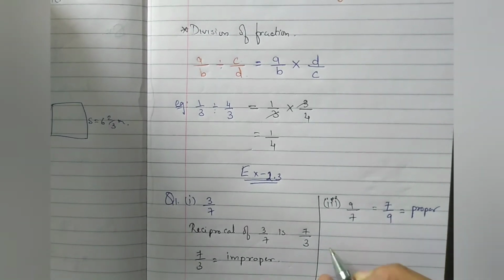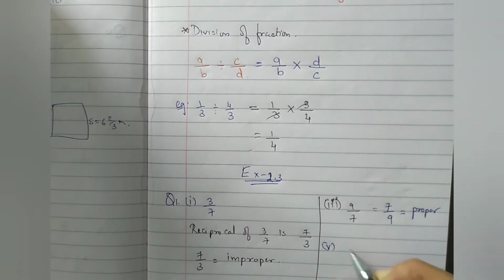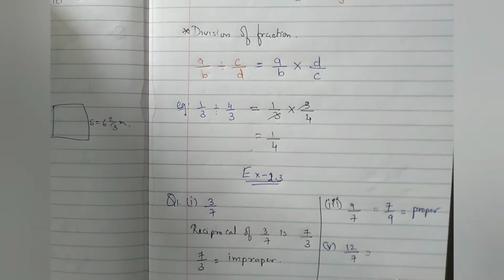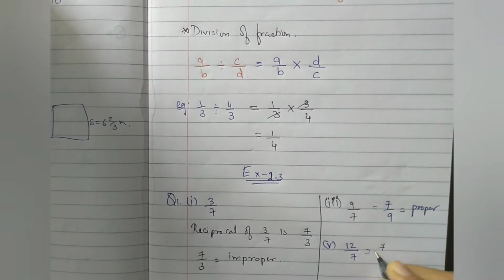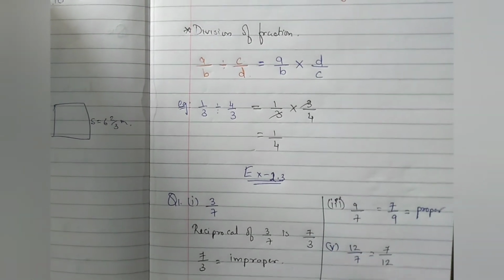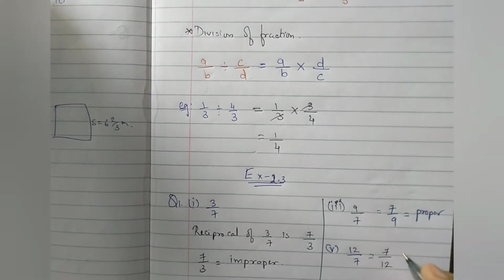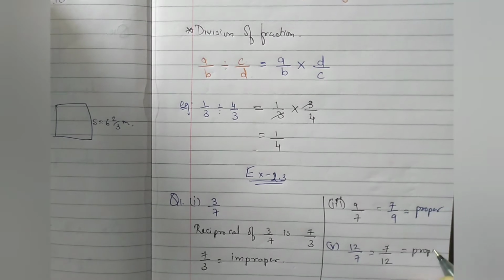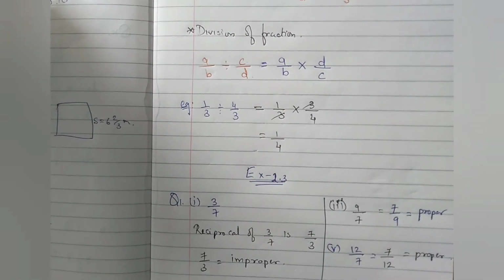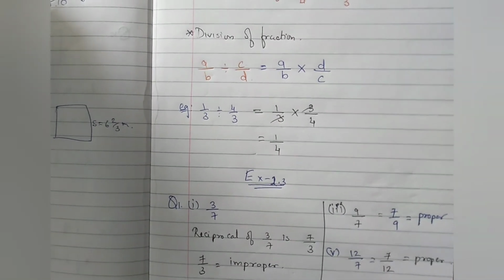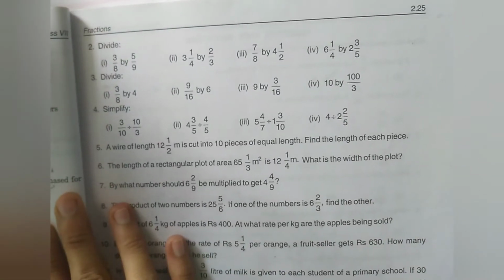Okay. Now we'll see the fifth one, 12 upon 7. So the reciprocal of 12 upon 7 is 7 upon 12, and 7 upon 12 is a proper number. Now we'll see question number 2. See question number 2, divide.